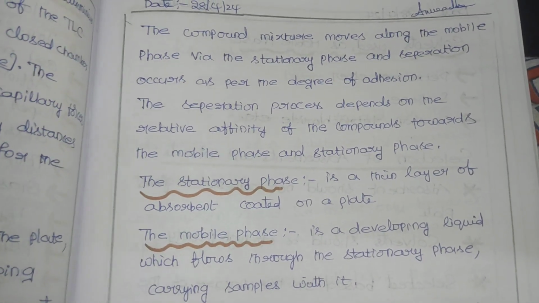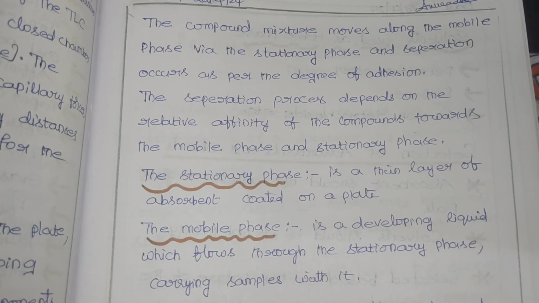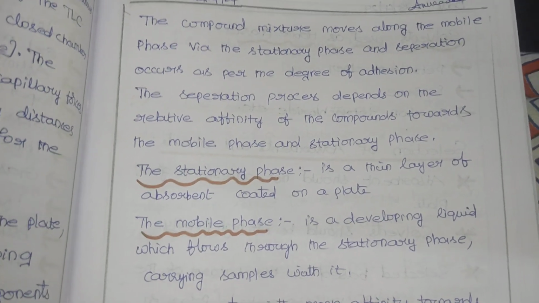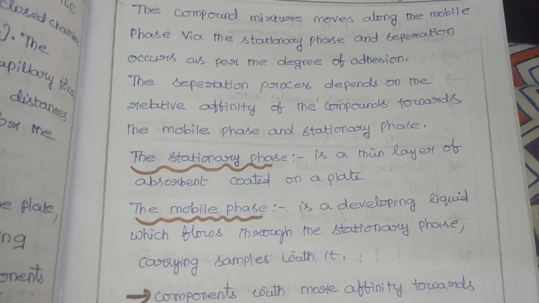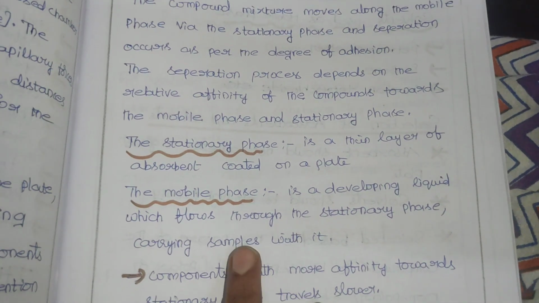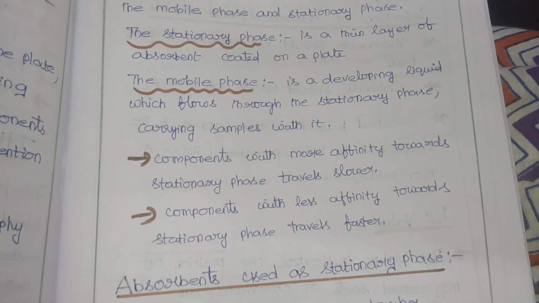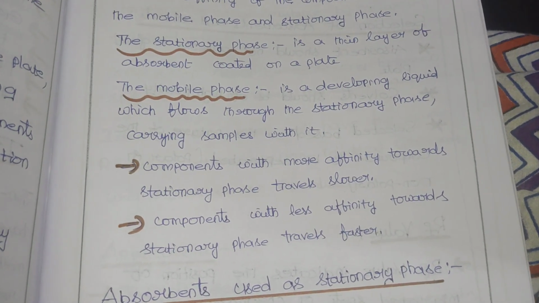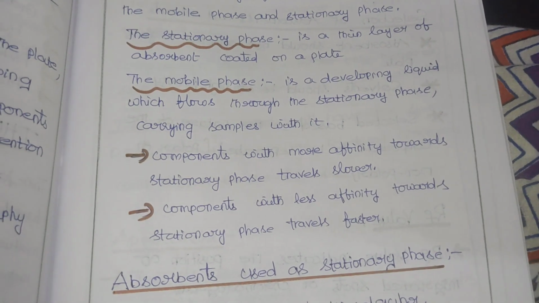The separation process depends upon the relative affinity of the compounds towards the mobile phase and the stationary phase, that is, how much they are attracted to each. The stationary phase is a thin layer of adsorbent coated on a TLC plate, and the mobile phase is the liquid in which we dip the plate, which flows up the stationary phase carrying the sample with it. Components with more affinity towards the stationary phase travel very slowly, and components with less affinity travel very fast.